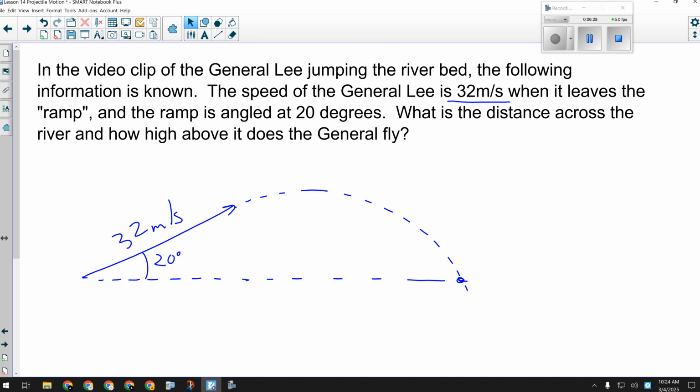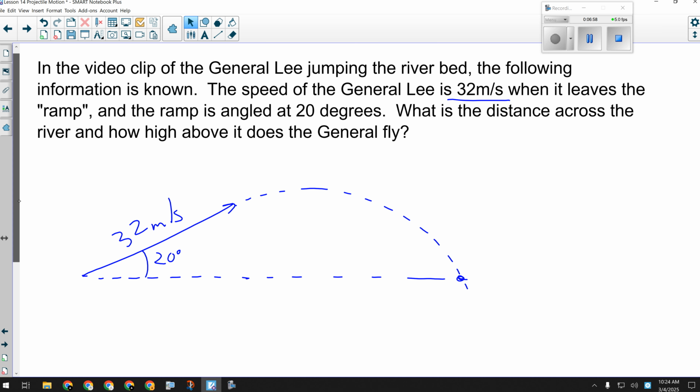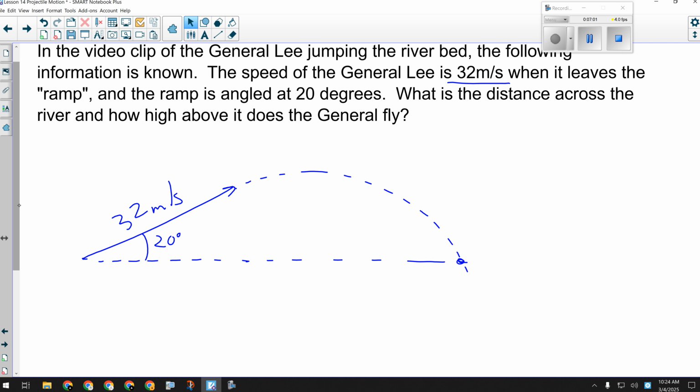Now, does this car move both vertically and horizontally as it travels across the river? It goes up and comes back down and travels horizontal. Just like in the other type of projectile motion question, the vertical part is accelerated because of gravity, and the horizontal part is a constant velocity because there's no forces acting on the car horizontally once it launches. There's no air resistance or anything like that. So we set it up very similar to how we set up the last kind. We would break it up into its vertical and horizontal components.